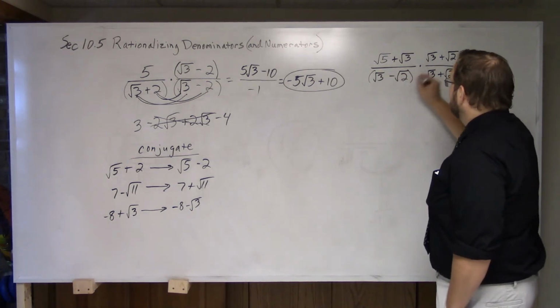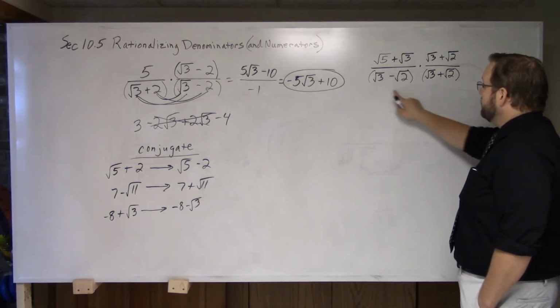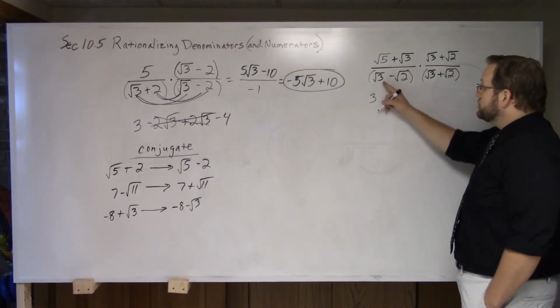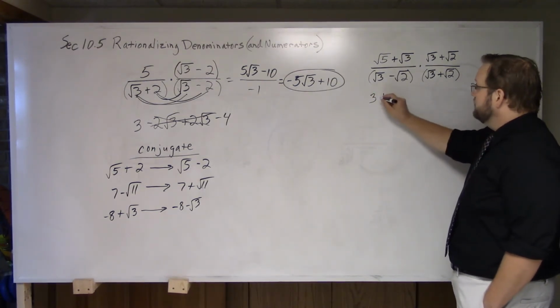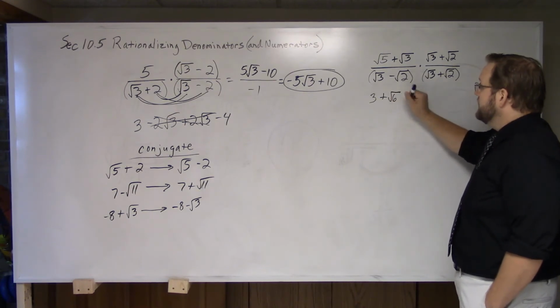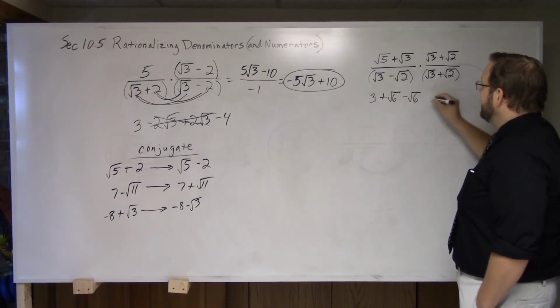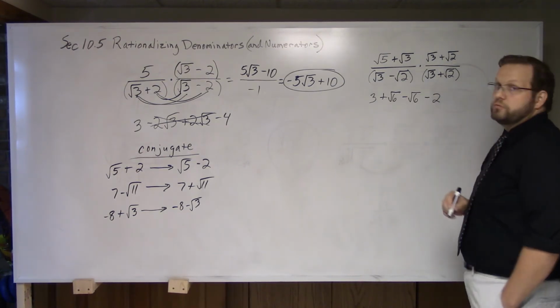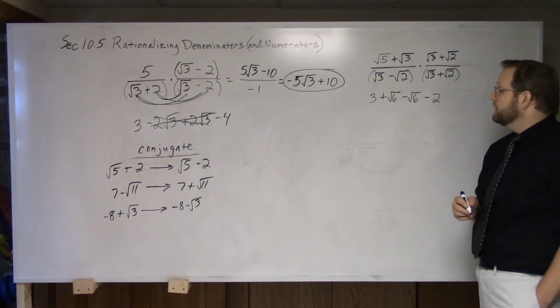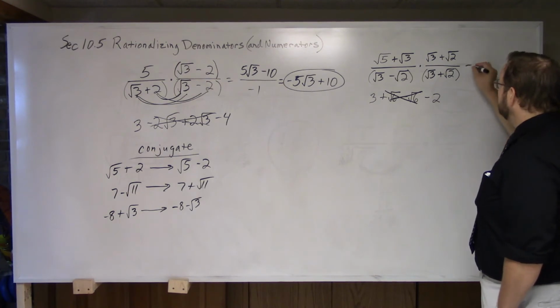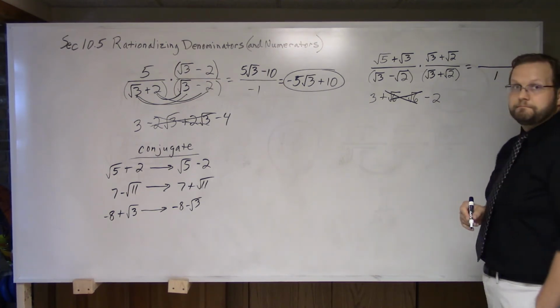So let's do that. Square root of 3 times square root of 3, that's just a nice clean 3. Square root of 3 times square root of 2 is a square root of 6. Negative root 2 times positive root 3 is negative root 6. Negative times positive is a negative. Root 2 times root 2 is 2. Those cancel out like we expect, and then 3 minus 2 is just a 1.